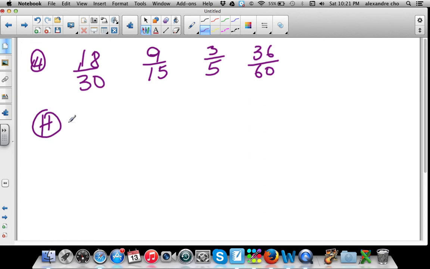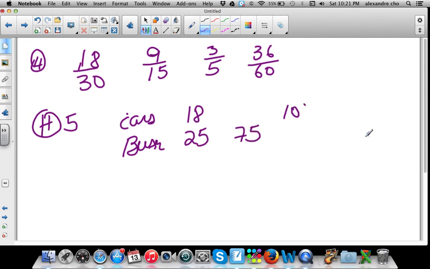We have a table, very easy table. Cars and buses. 18, 25, 75, 108, 125. Remember, equivalent ratios. So 18 over 25, and you want to find the numerator here on top of 75. Find a relationship. In this case, times 3. And obviously, it's going to be the same thing on top, times 3, giving you 54.